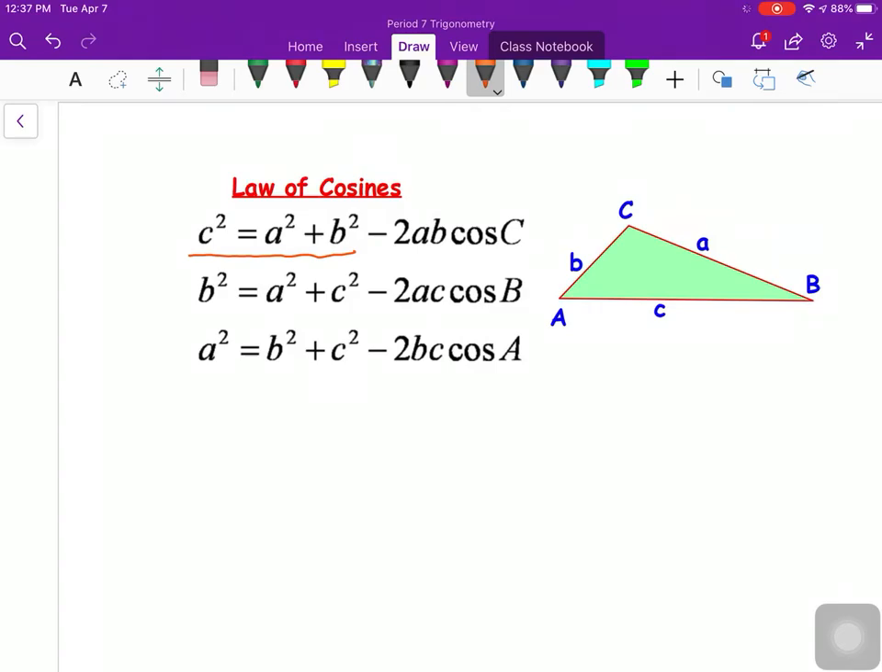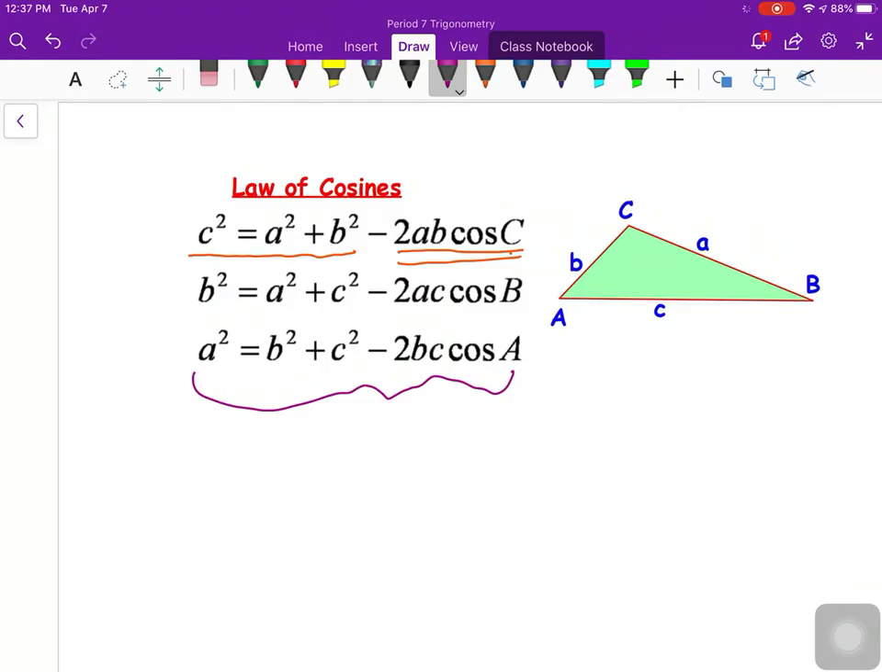This is what the law of cosines looks like. And I think you can see why I said it's an extension of the Pythagorean theorem. This piece right here is what we generally consider the Pythagorean theorem. Now, the law of cosines, since it applies to all triangles, has this additional term at the end.